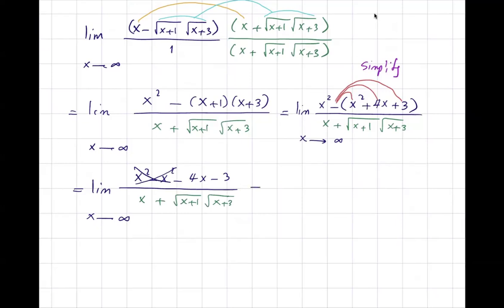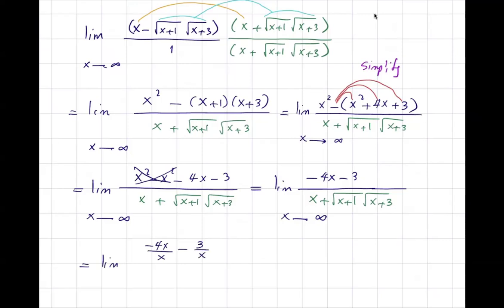What's left on the numerator? You have the limit of negative 4x minus 3 divided by x plus square root of x plus 1 times square root of x plus 3 as x goes to infinity. Well, to calculate this, let us divide everything by x. You get the limit of negative 4x divided by x, negative 3 divided by x. Down here you have x over x plus.